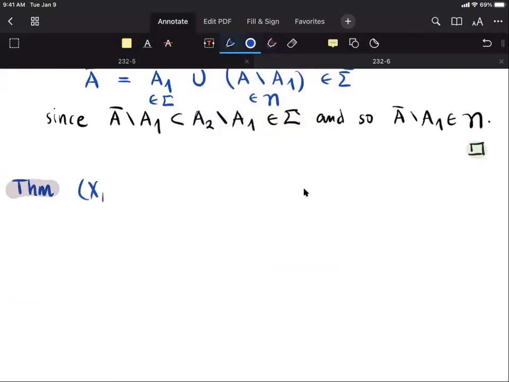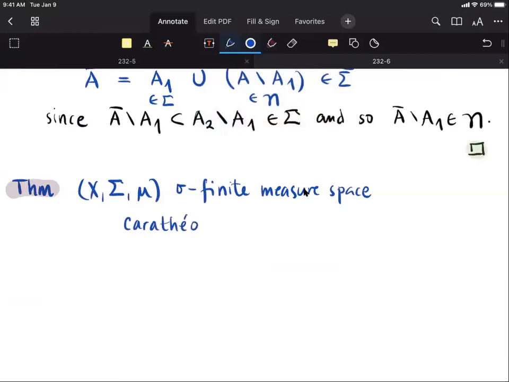So let's start with a measure space, a sigma finite measure space. Then the Caratheodory extension measure space is equal to the completion measure space.